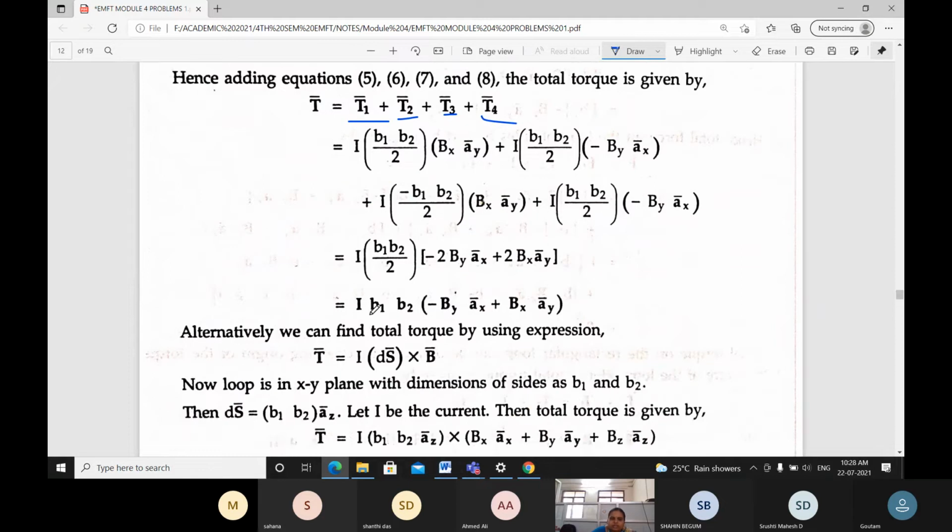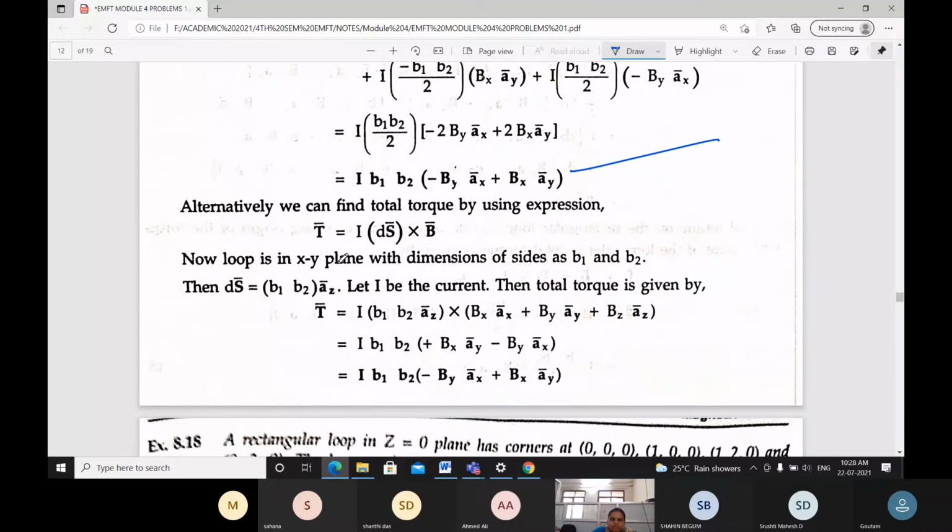You will be getting I B1 B2 (minus BY AX plus BX AY). Then alternatively, to find the total torque we can use the equation T equals I into ds cross B. Now the loop we are considering is in the xy plane with side dimensions B1 and B2. Therefore ds is B1 B2 into AZ, since x and y are parallel to the sides.